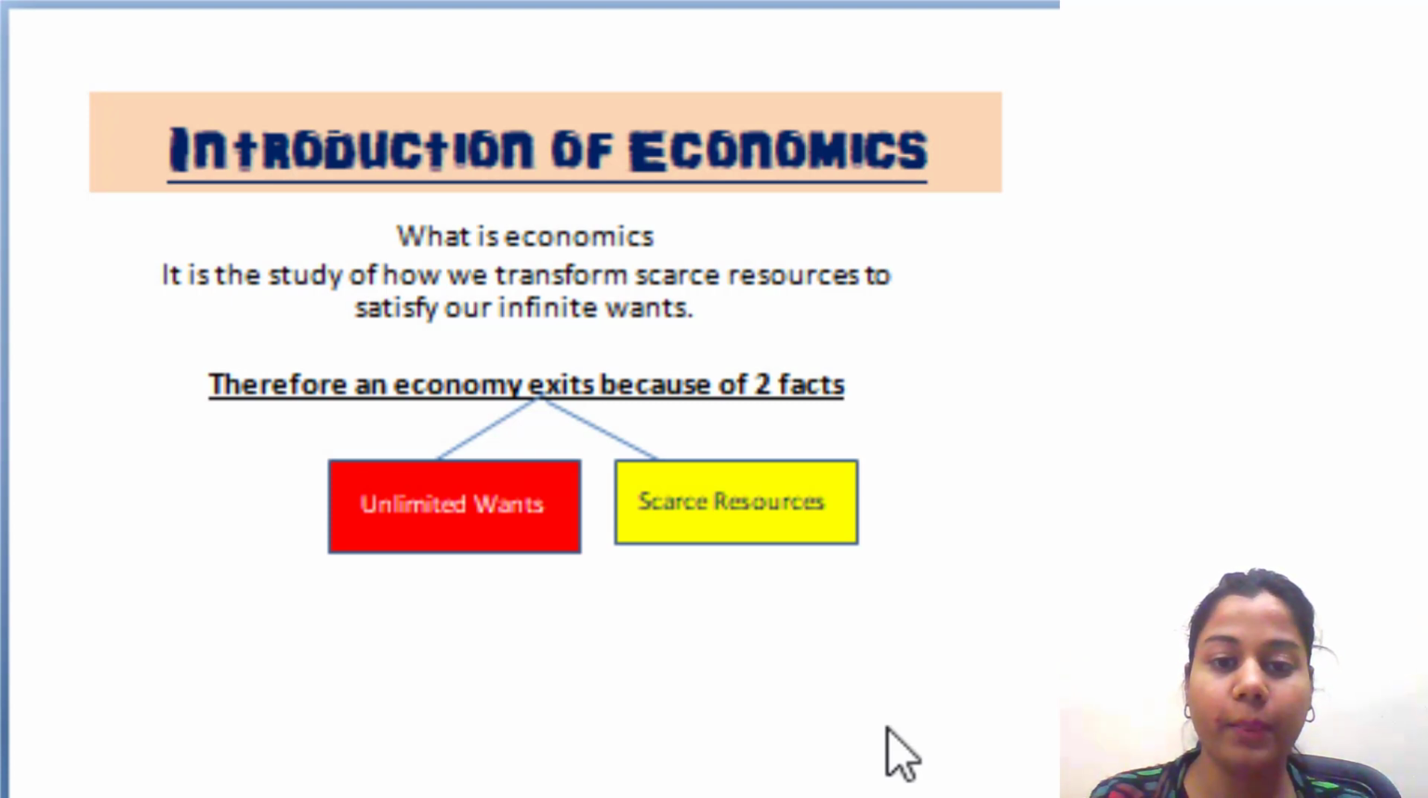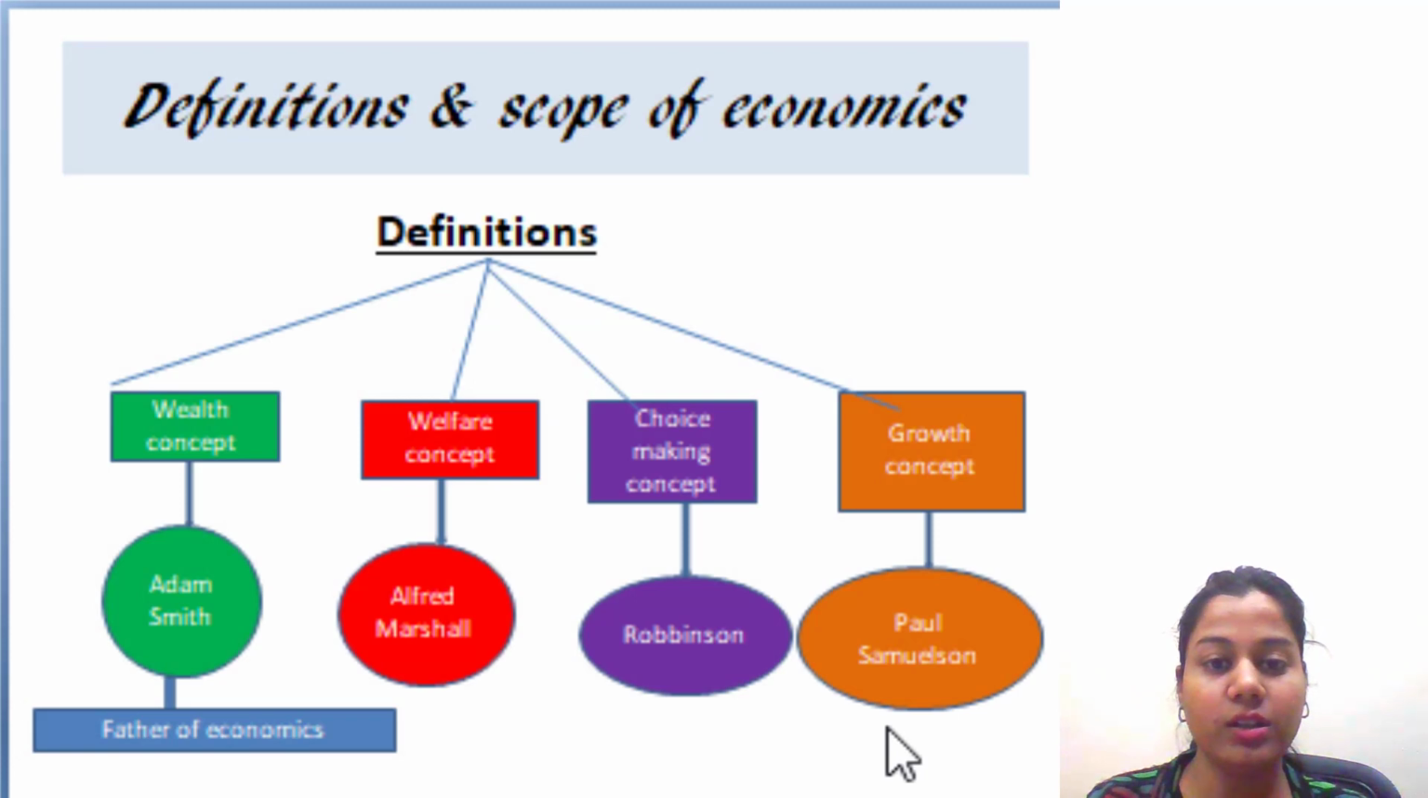Next is definition and scope of economics. There are four major concepts for the economics. The first one is the wealth concept, the next one is welfare concept, the third is choice making concept, and the fourth is growth concept.